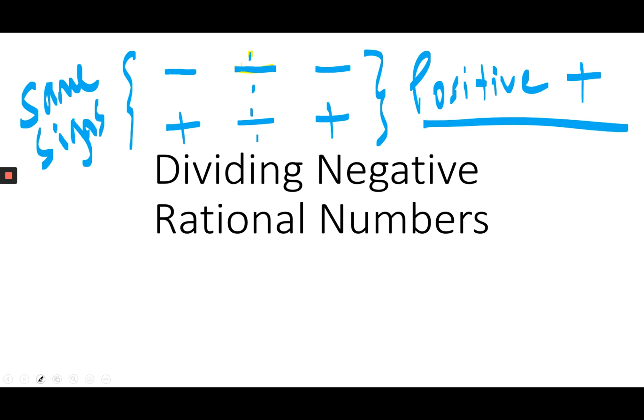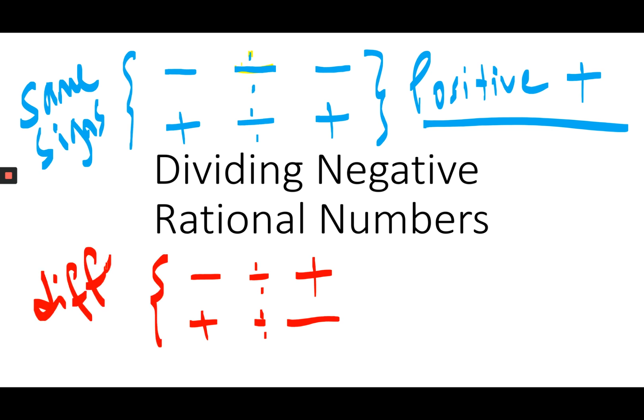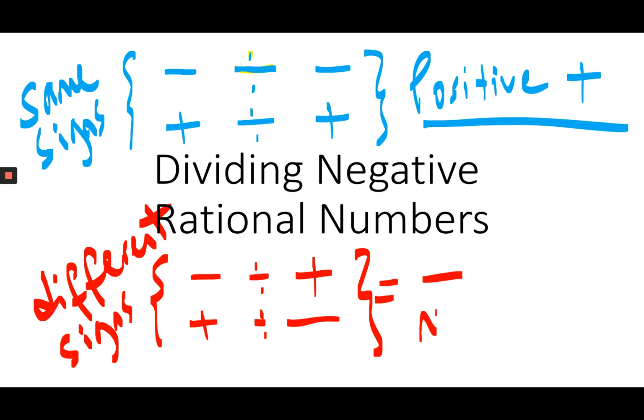When the signs are different, for example, negative divided by positive or positive divided by negative, when they are different signs, the quotient is always negative. After we remember this, we can start.